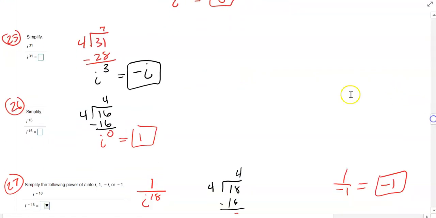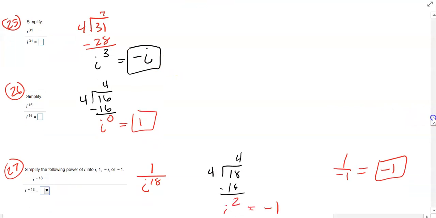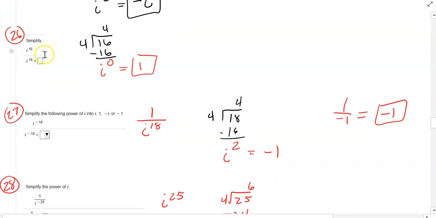Going to follow that same thing, dividing by 4. 31 divided by 4 goes into it 28 times with 3 left over. 3 is our new exponent, so i to the 31st power is the same thing as i to the 3rd power, which if we look back at that little quadrant, means we get negative i. And then i to the 16, we divide it by 4. We get 4 with a remainder of 0, and that gives us 1.